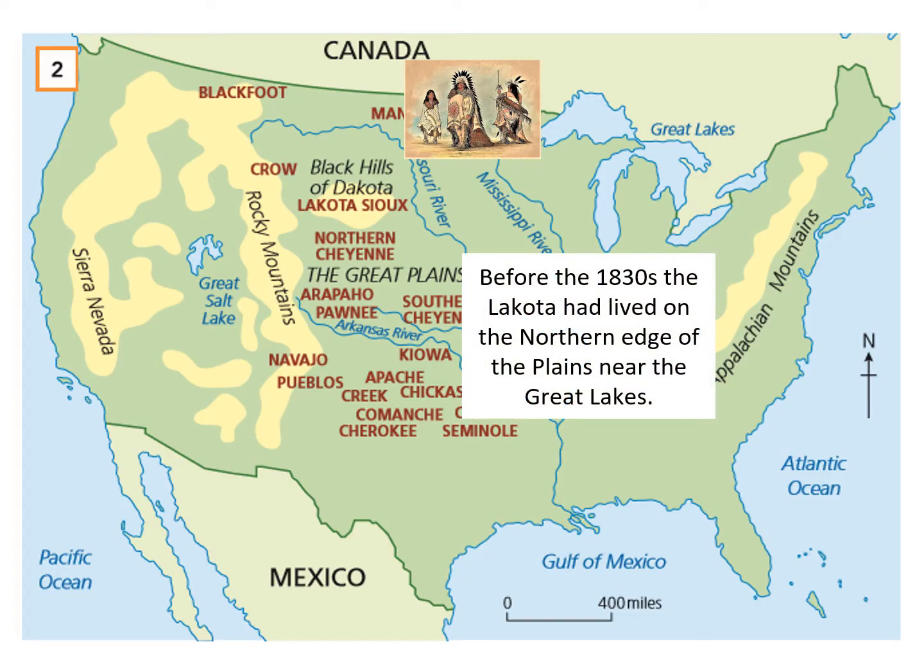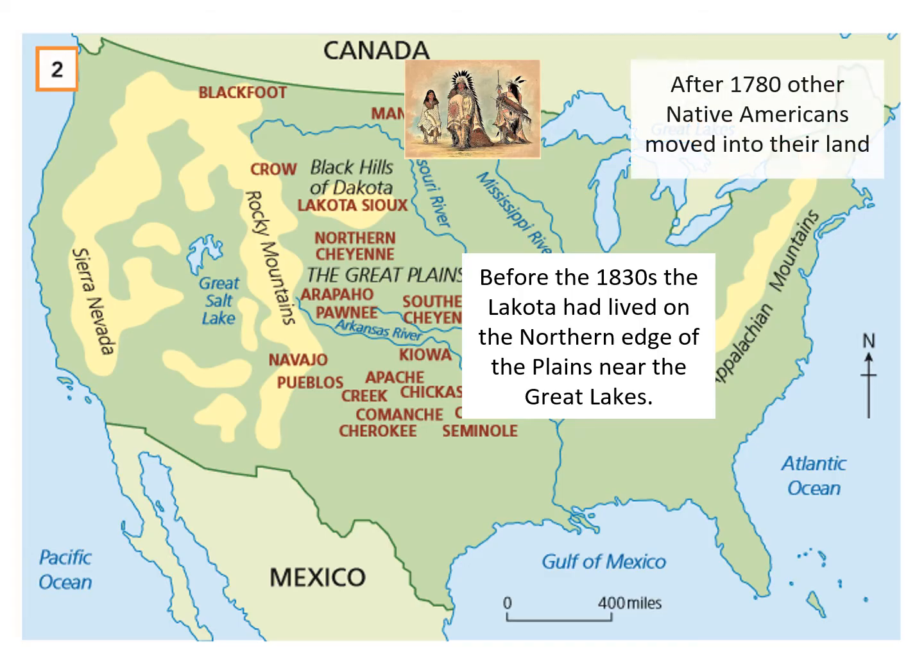The Lakota originally were from this region on the very northern tip of the Great Plains, near the Great Lakes. Before the 1830s, this is where they'd lived. But from the 1780s, other Native Americans were moving into their land. Those Native Americans we came across in the first few of these videos, who were moving west because the white settlers had moved into their region, were now moving into the Lakota region. As a result, the Lakota moved. By the 1830s, they had moved completely from this region into the region here called the Black Hills, which is now in the state of Dakota.